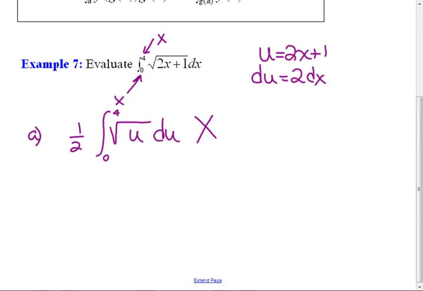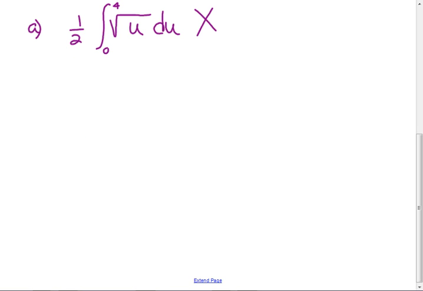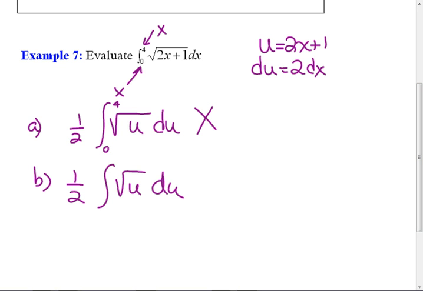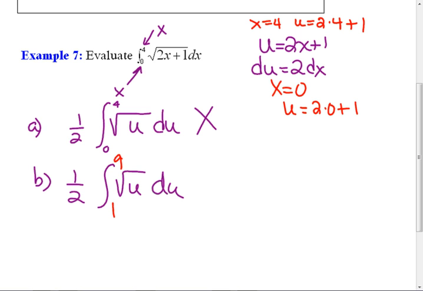But remember what I said. When you do your substitution, you must substitute everything. So that's why answer A is wrong. Here's my answer B. It's 1/2 square root of u du. And let's figure out what would make it right. If x is equal to 4, what's u equal to? 2 times 4 plus 1. It's 9. If x is equal to 0, u equals 2 times 0 plus 1. Okay? That one's correct.